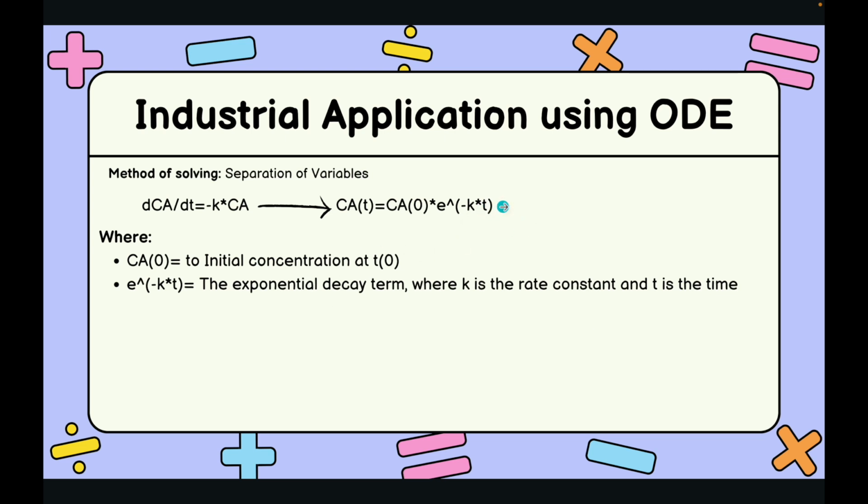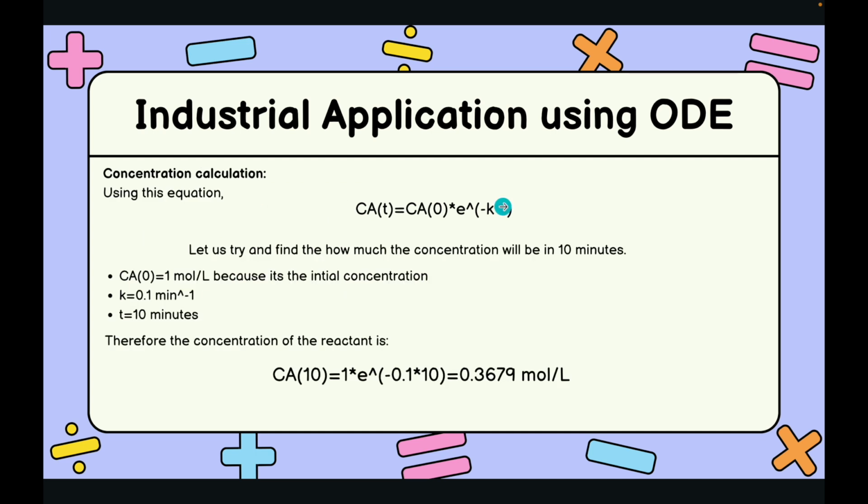C_A0 equals the initial concentration, so at time 0. e to the power of negative k times t is the exponential decay term, where k is the rate constant and t is the time. So here we're going to be calculating the concentration at time 10 minutes. So just key in all this. If we key in all this, after 10 minutes the concentration of the reactant is 0.3679 mole per liter.